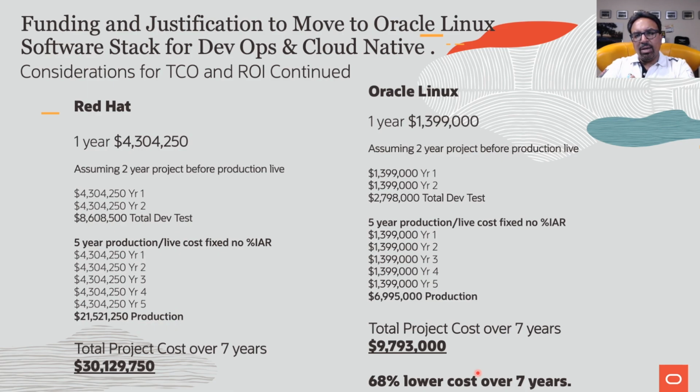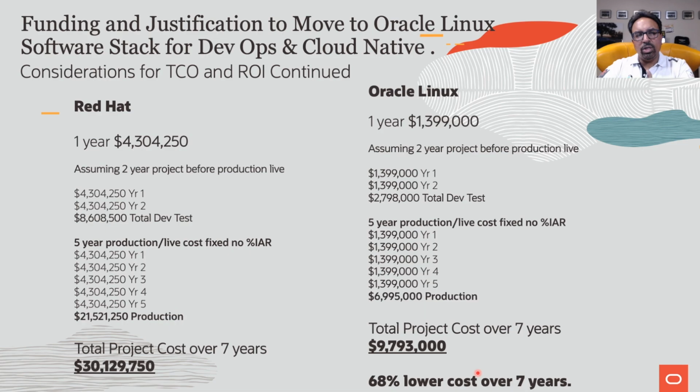So when you start thinking about this and you start going to your CFO and you say, well, actually, I've got to run this project for 2 years of dev test, you can turn around and say, 2 years of dev test is going to cost me $2.8 million with Oracle and $8.6 million with Red Hat or Amazon or Google.